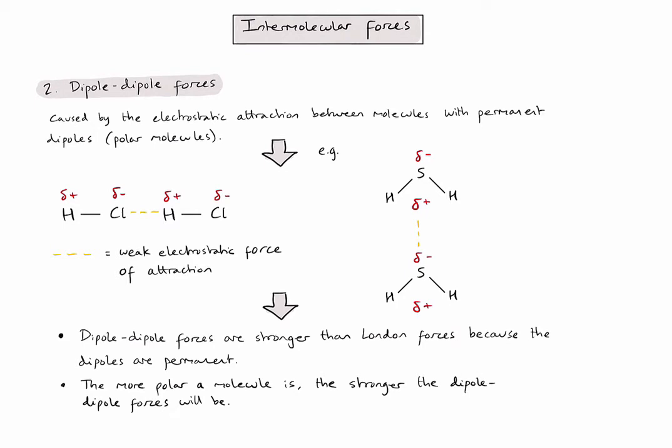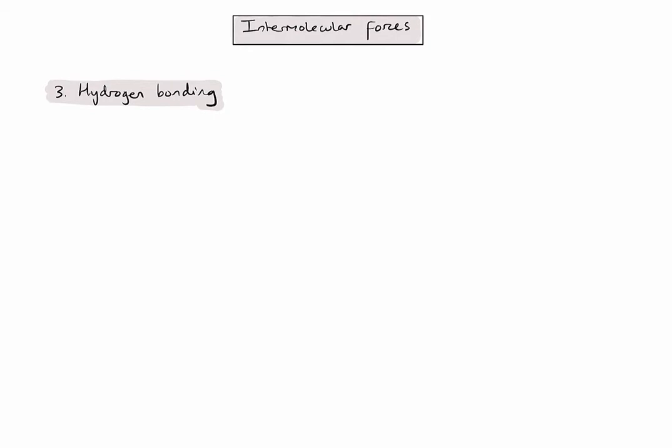Finally, let's look at the third intermolecular force, which is called hydrogen bonding. The first important thing to note here is that although this intermolecular force is called hydrogen bonding, it is not actually considered a type of chemical bond. And although it's the strongest type of intermolecular force, it's still about 10 times weaker than your average covalent bond.